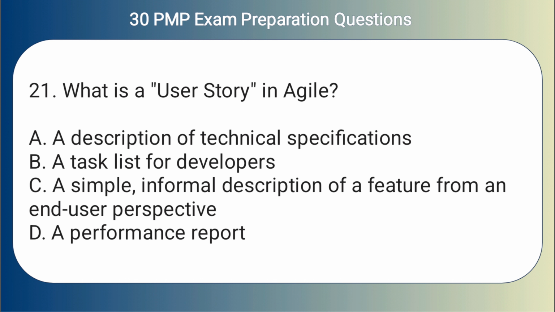21. What is a user story in Agile? A. A description of technical specifications. B. A task list for developers. C. A simple, informal description of a feature from an end-user perspective. D. A performance report.